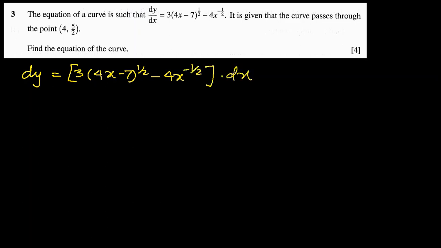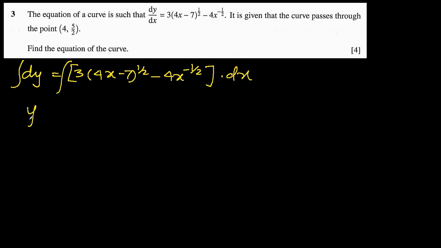So if the differentiation is given, we can first of all rearrange this. So dy I keep here, and dx goes with 3. Let's write the whole thing here: (4x minus 7) to the power half minus 4x to the power minus half, times dx. Now we will integrate the left side with respect to y and the right side with respect to x. We can integrate them with different variables.